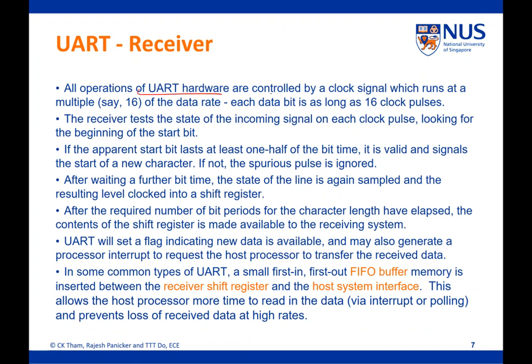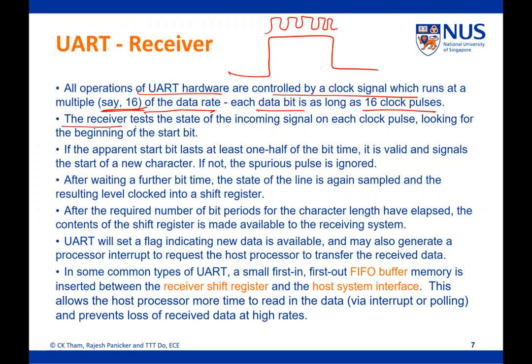So all operations are controlled by a clock signal. The clock signal runs at a speed which is much higher than the rate at which your data comes, usually at least 16 times. Each data bit is as long as 16 clock pulses. So one data bit has a duration equal to at least 16 clock pulses. The number is fixed, and for this example, I'm just going to use 16.